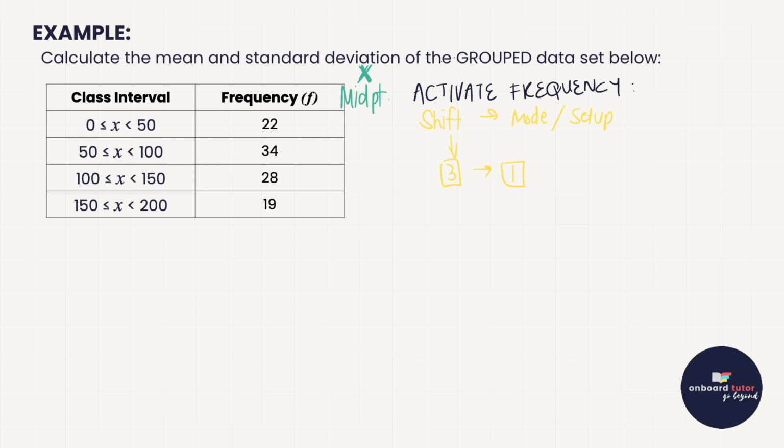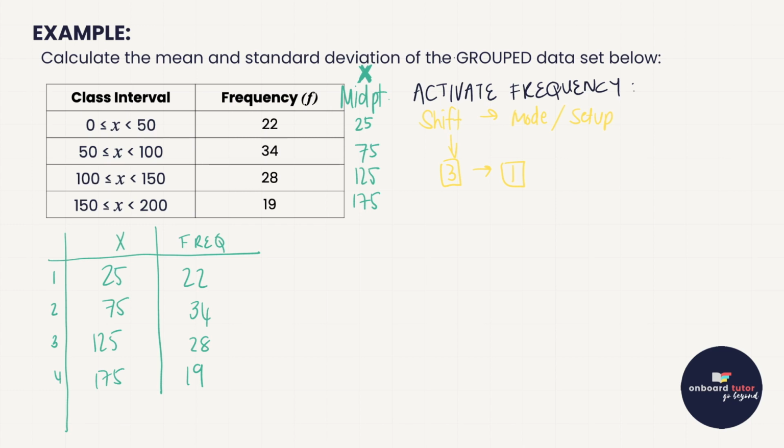How did I get a midpoint? I said, right, 0 plus 50, and then divide by 2. So 0 plus 50 is 50. 50 divided by 2 is 25. 100 plus 50 is 150 divided by 2, 75. And so what you'll be doing each time is adding the class boundaries and dividing by 2. Okay, so that gives me 125, and this gives me 175. So now I've got midpoints, which are going to go in my first column, and frequencies, which are going to go in my second column. So I'm going to type it into my calculator like that. And now I'm ready to answer the questions.